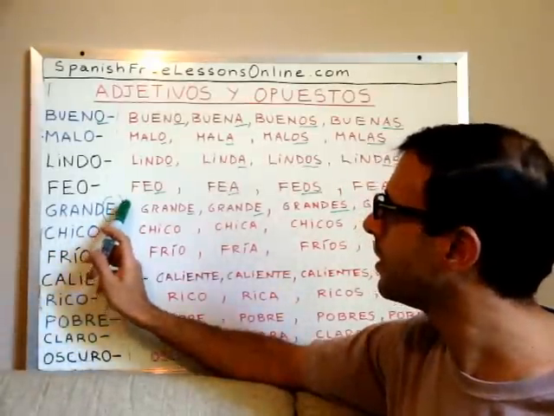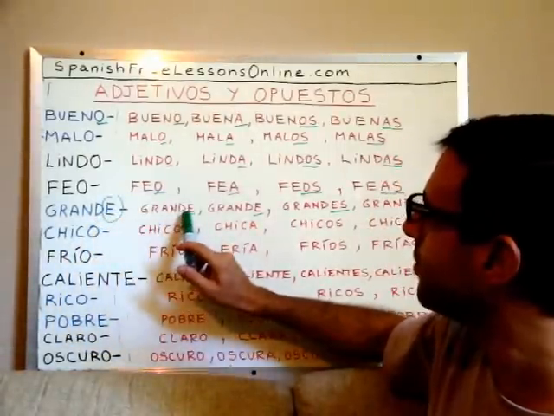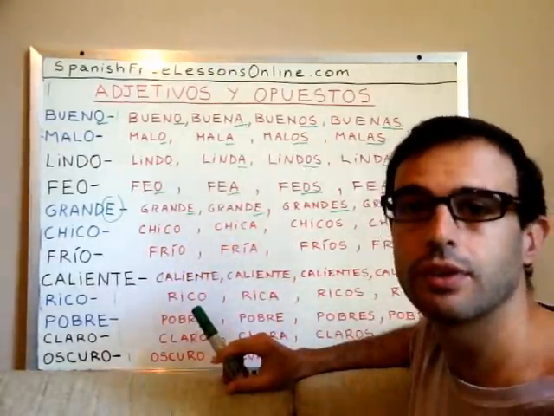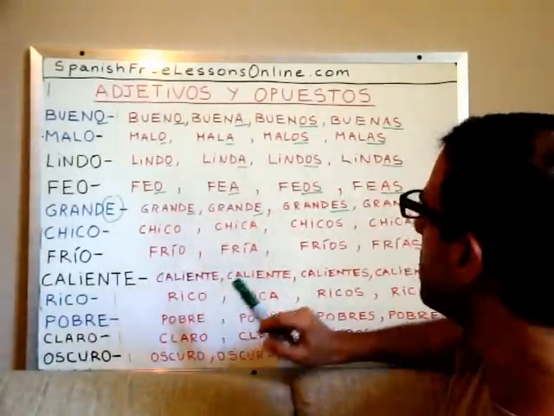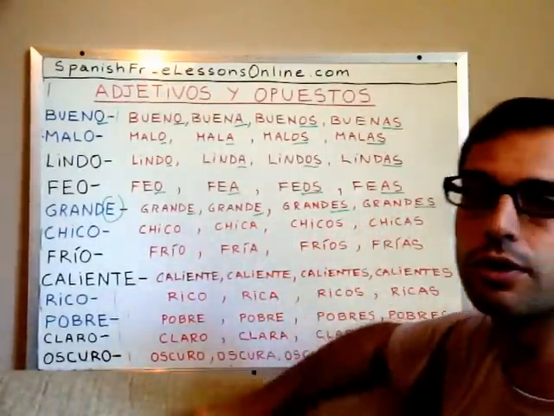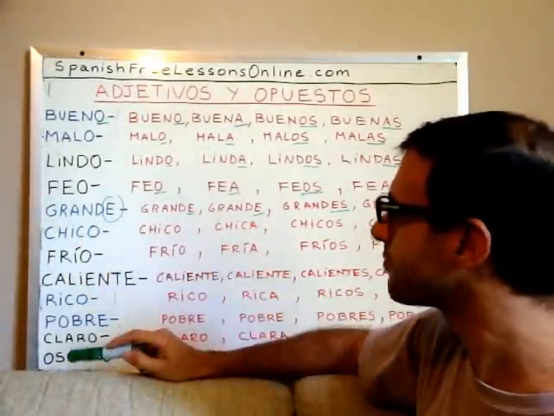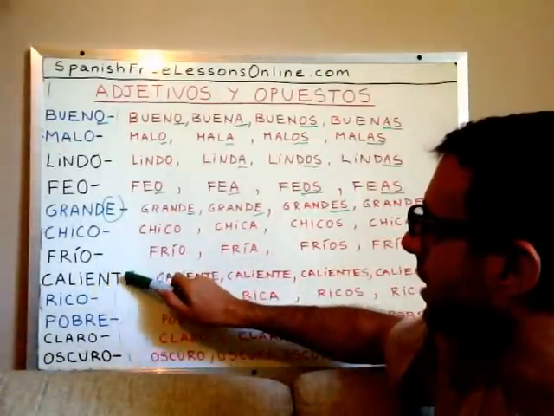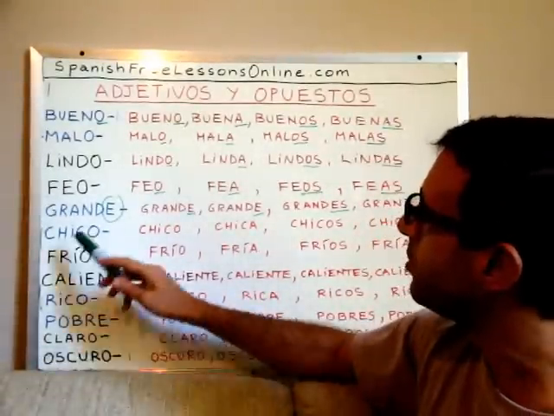It will just keep its own ending, right? It will keep the E, like here, grande for a boy, or grande for a girl. However, it does simply add an S for plural, right? So grandes for boys or grandes for girls. This applies to all the adjectives that end in E, right? So you can see it. The same thing happens with caliente, with pobre, right? We'll see them now. Let's go to chico.